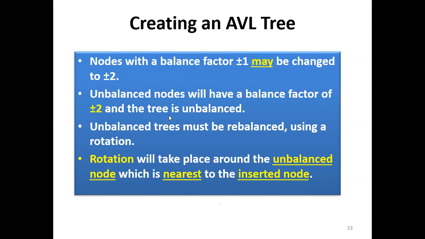But the point you have to pick at this place is that for any node to be unbalanced, the balance factor will be either +2 or -2. And we use rotation to make that node balanced. Depending on the kind of unbalanced node that we have, that will determine the kind of rotation that we're going to perform.